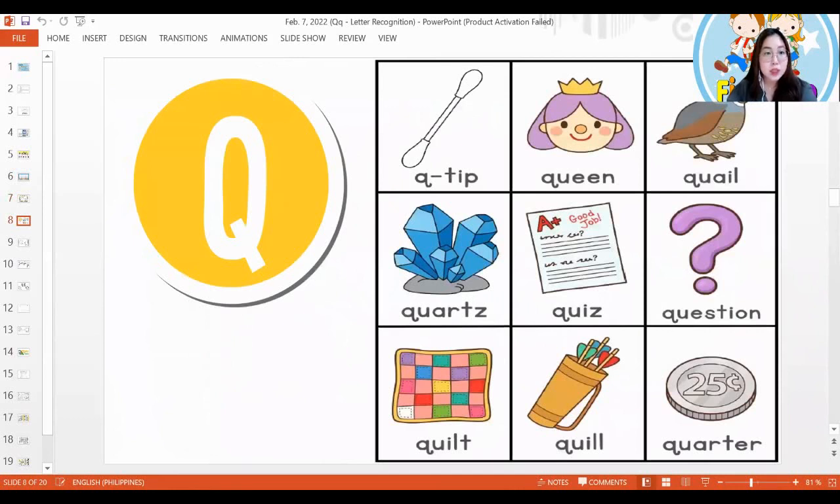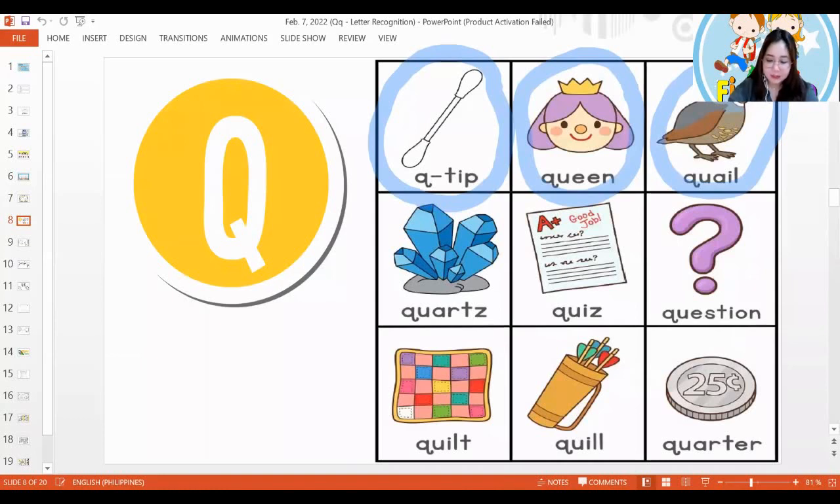So the first picture that we have here, this is to clean our ears. This is a Q-tip. Very good. And this one, this is a queen. Good job. And how about this animal? Do you know the name of this animal? It's a quail. Very good. And this one, do you know what the name of this stone? It's a quartz. Quartz. And this one, this is called a quiz.